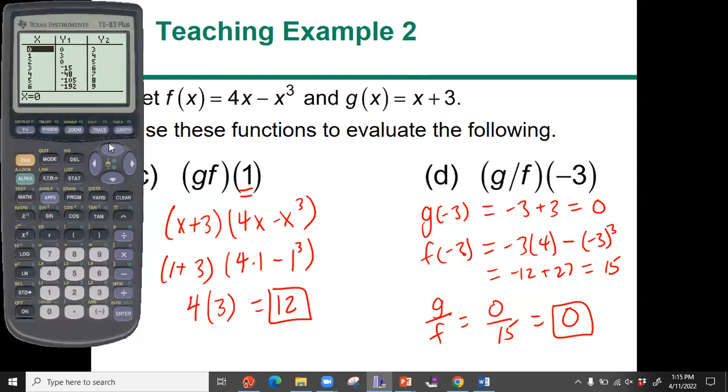Let's just go look at the 2. If I go to 1, what do I get? I get 3 and 4. And what do I want to do with 3 and 4? What's 3 times 4? 12. That's how you use the calculator.